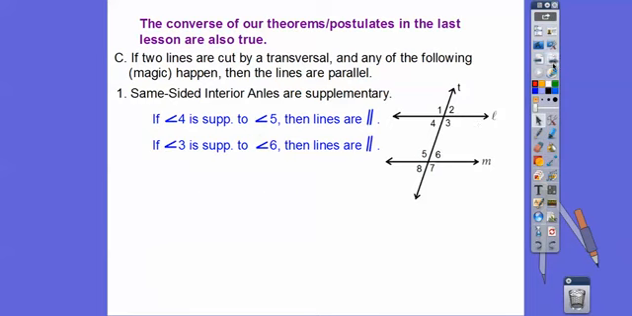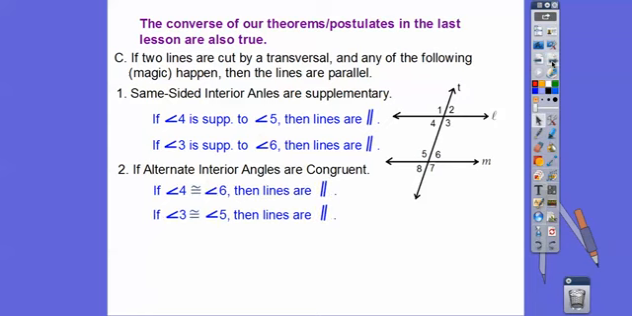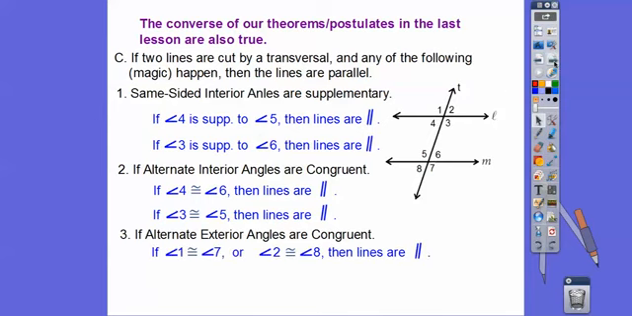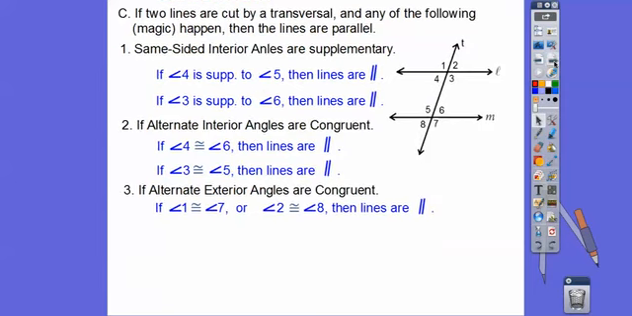This next one says if the alternate interior angles are congruent, so if we can show that 4 is congruent to 6 or 3 is congruent to 5, then the lines are parallel. If alternate exterior angles are congruent, like 1 and 7, or 2 and 6, if we can show that those are congruent, then the lines are parallel.